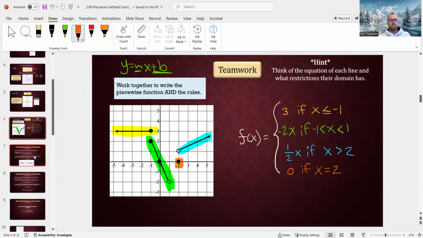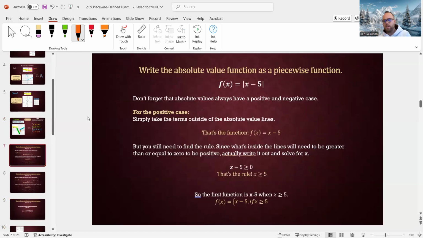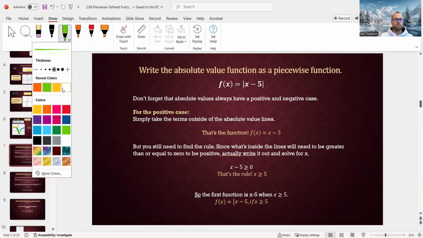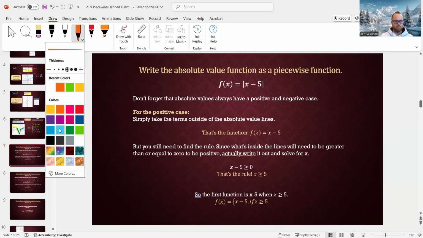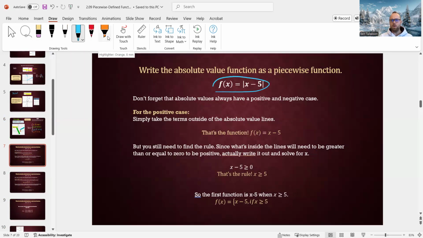All right. The time has come to write an absolute value function as a piecewise function. So, what do we do here? Well, you're really taking this one absolute value function and you're going to create a piecewise function. It's going to have two functions in it and two rules. Hopefully you remember why. And it's explained right here because absolute values always have a positive and a negative case.